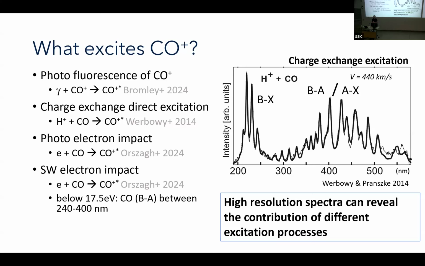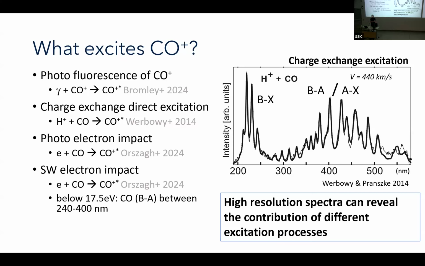Charge exchange. So comets are exposed to the solar wind. That's a steady stream of mostly protons and electrons. They can also produce CO+, and they can also produce excited CO+. Photoelectron impact. So we have ions, CO+. Those electrons have to go somewhere. And you can use those electrons again to produce other CO+ ions, so sort of like a runaway process.